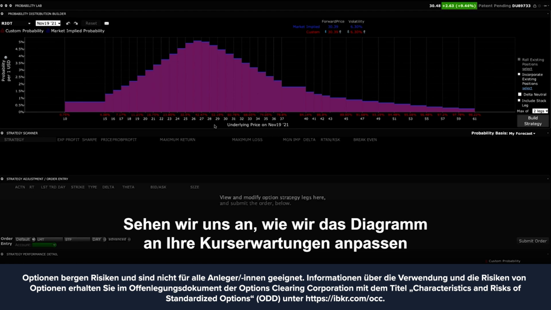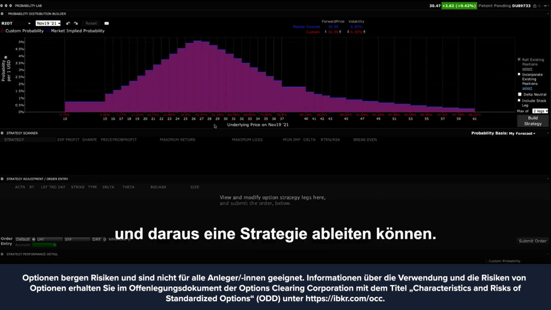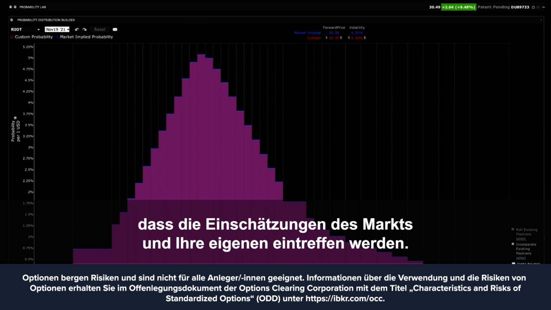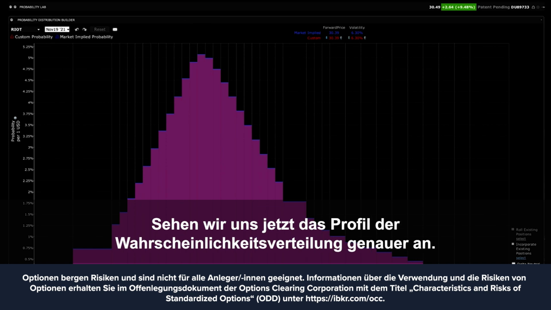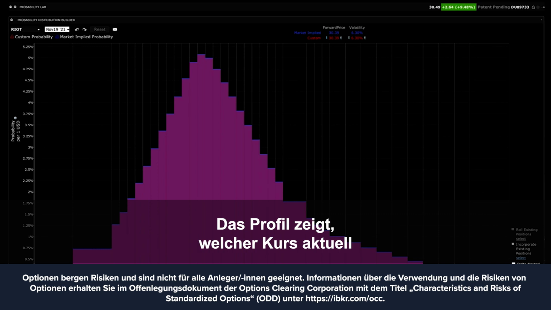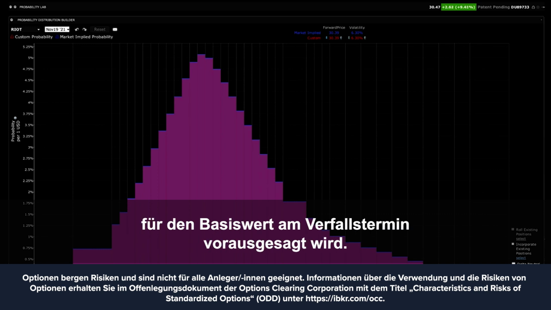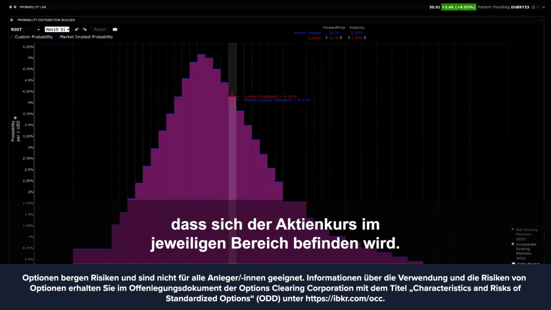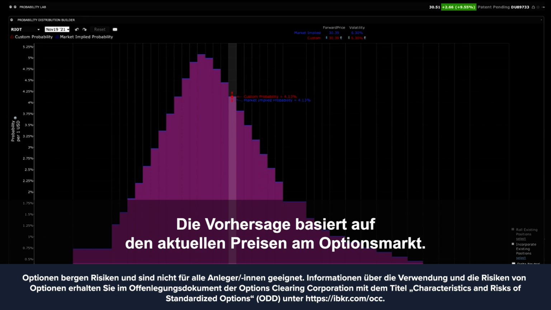Let's examine how we can overlay your price expectations by customizing the plot, and then figure out the strategy. Then we'll compare the probability of success under both market and your scenario. Let's explain what the probability distribution profile is telling us. The profile displays the current thinking on where the price of the underlying will be at expiration. Each bar displays the probability that the share price will be within a specific range as predicted by the current pricing of the options market.